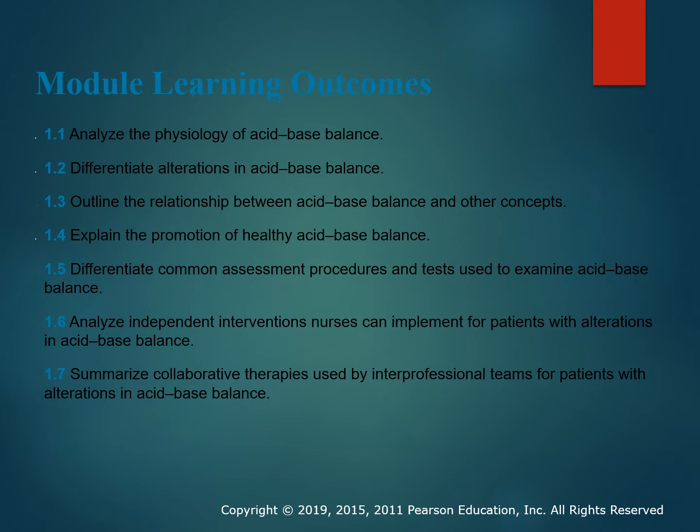Explain the promotion of healthy acid-base balance. We're going to look at common assessment procedures and tests used to determine acid-base balance. And a couple of the things that your chapter brings out is interpreting an ABG, which is an arterial blood gas, and they draw the blood from the radial artery to get that blood sample. And then it talks about an Allen test, and we will talk about that.